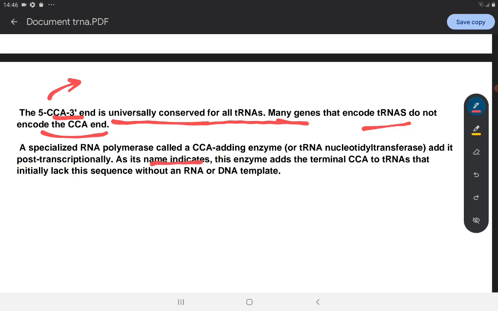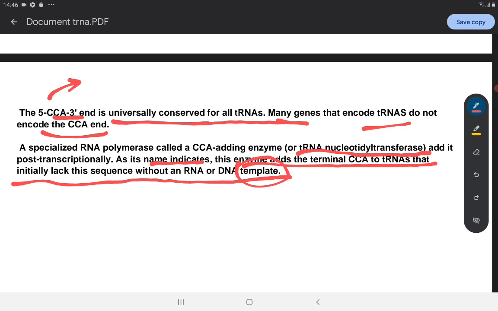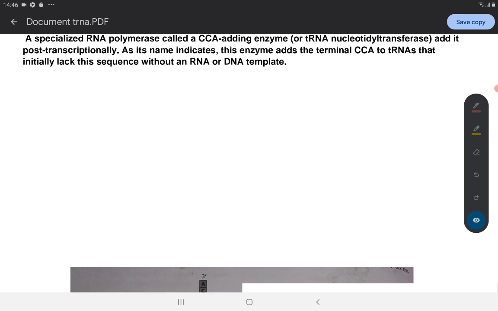Now, as its name indicates, this enzyme adds the terminal CCA to the tRNAs that initially lack the sequence, without any RNA or DNA template. So this tRNA nucleotidyl transferase, which is a polymerase enzyme, doesn't require any template for adding the CCA sequence at the end of it. So let's move to the next part.